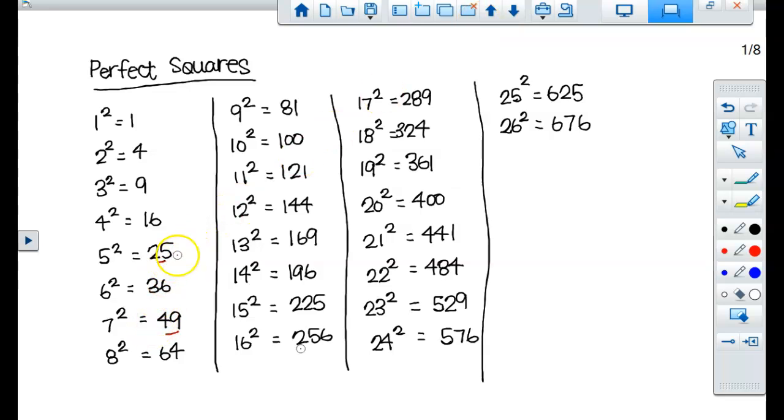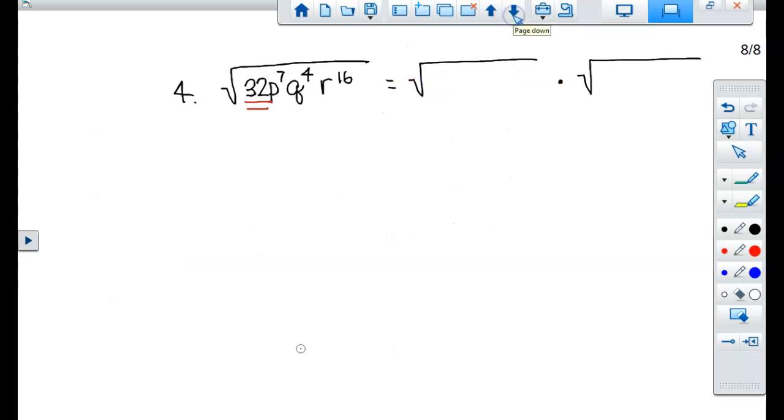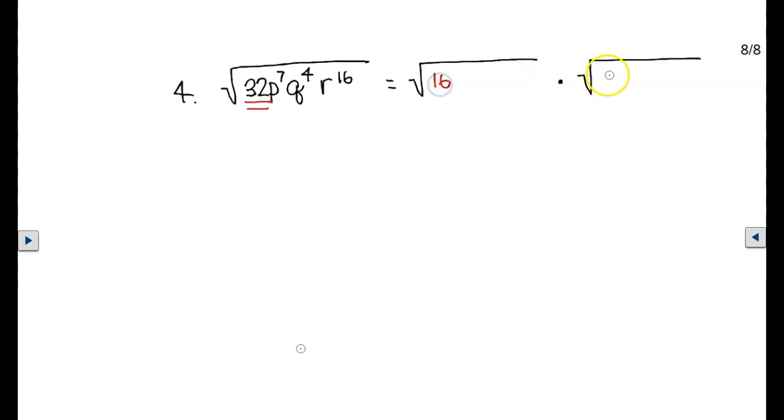All right, so 32 would fall between 25 and 36. Starting at 25, I want to find the biggest perfect square in this part of the list that my 32 will divide by. 32 will not divide by 25. 32 will divide by 16. So I'm going to use 16 to help me factor that 32. For 32, I'm going to do 16 times 2.